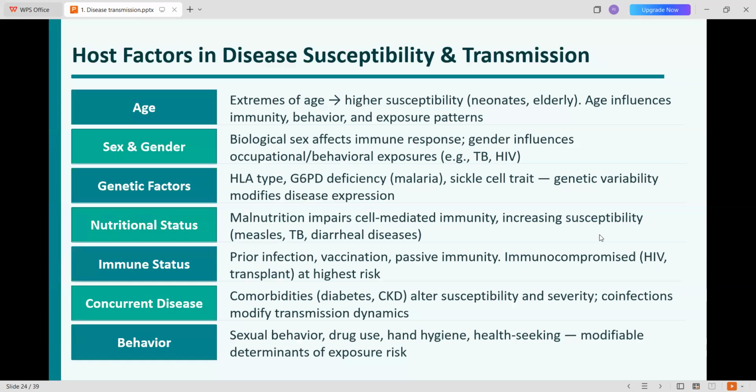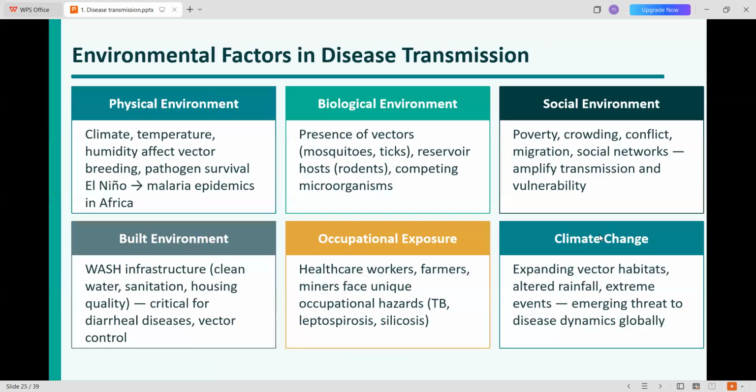Nutritional status, malnutrition impairs cell-mediated immunity and increases susceptibility, for example, in measles, TB, diarrheal diseases. Immune status, prior infection, vaccination, passive immunity; immunocompromised are at high risk. Concurrent disease, comorbidities like diabetes, CKD, alter the susceptibility and severity. Behavior, sexual behavior, drug use, hand hygiene, health seeking, are modifiable determinants of exposure risk.